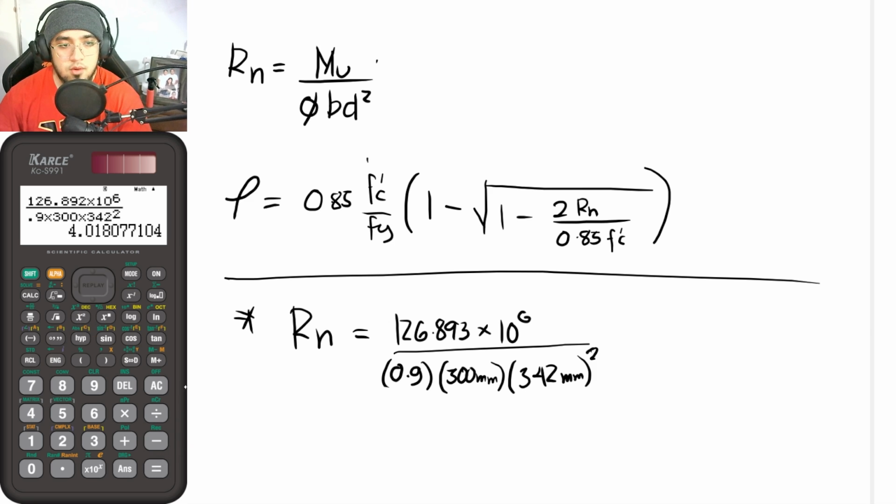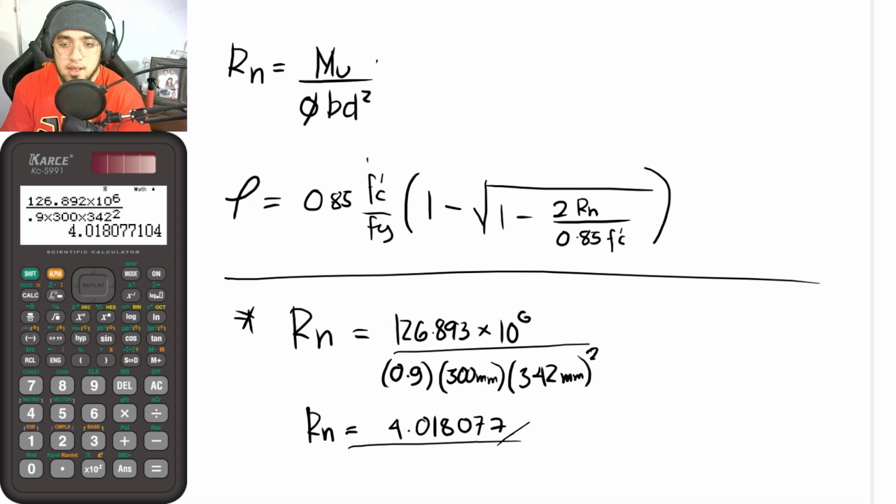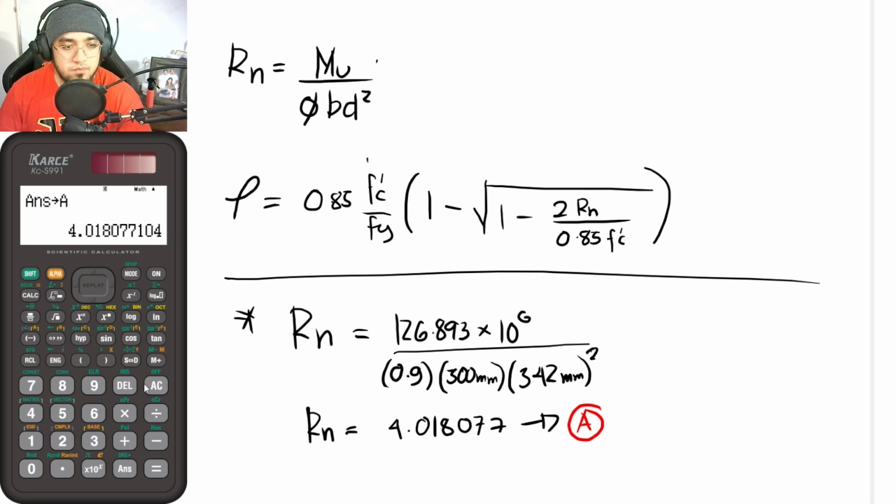So Rn is now equal to 4.018077. But instead of listing this, I would just store this to A in my calculator, using shift store to A.